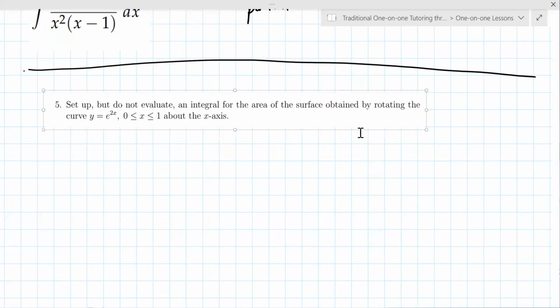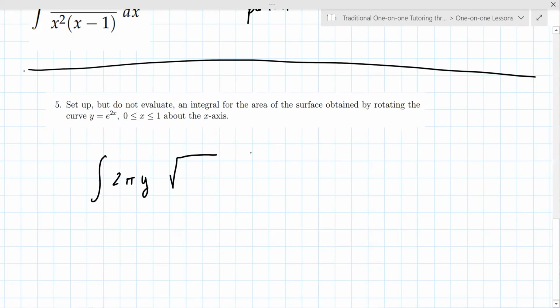If the area of the surface obtained by rotating about the x-axis. Okay. Do you have, well, if you don't have it, I'll write it out here. It's the integral of 2 pi y square root 1 plus dy dx squared dx, because it's asking for the area of the surface. Right.